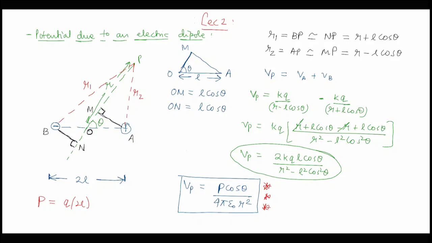Now let us take some notable points from this expression which we have deduced. The first notable point from the expression which we have deduced can be used for calculating potential on the axial line. So potential on the axial line.